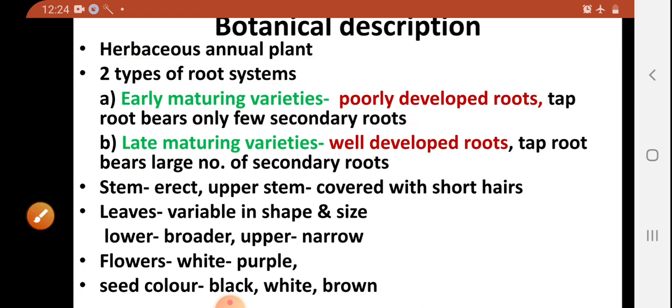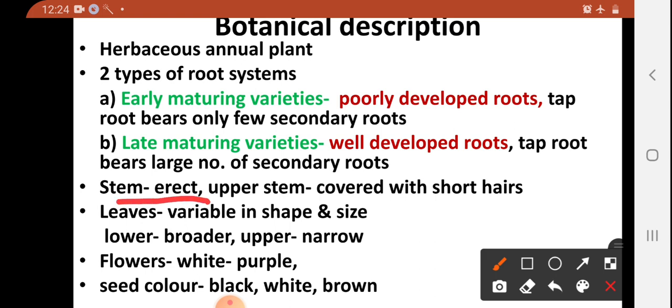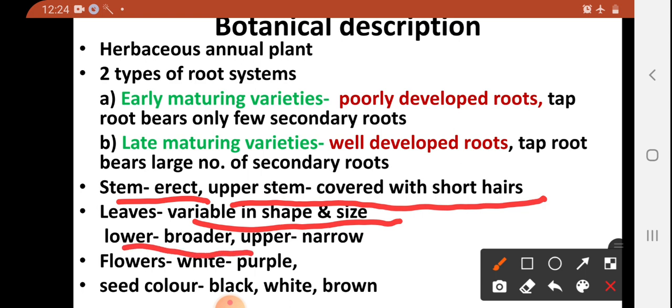Okay, if we think about its stem, it is erect, and the upper stem is specially covered with short hairs. Leaves are again variable in size and shape. Especially lower leaves of this crop are broader and upper leaves are narrow.